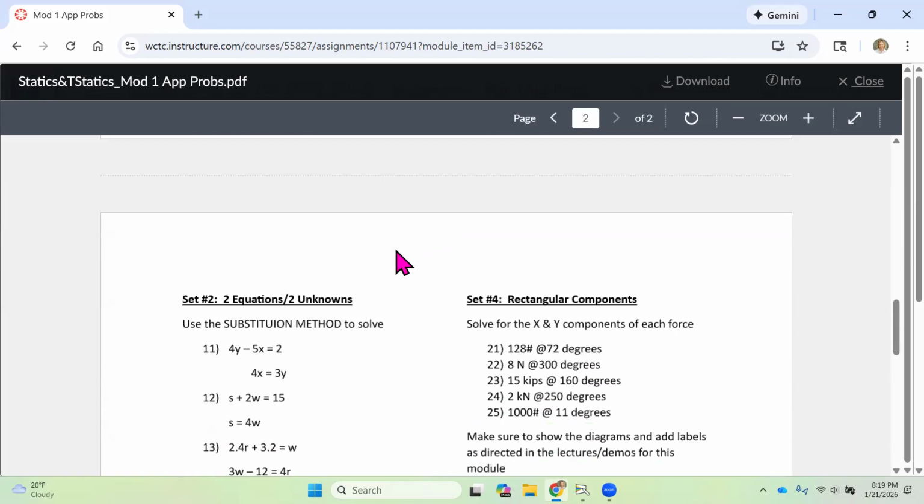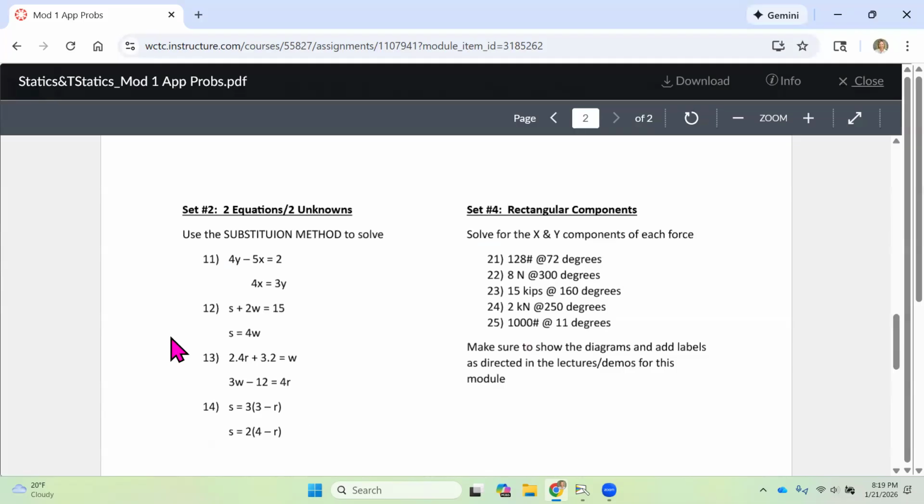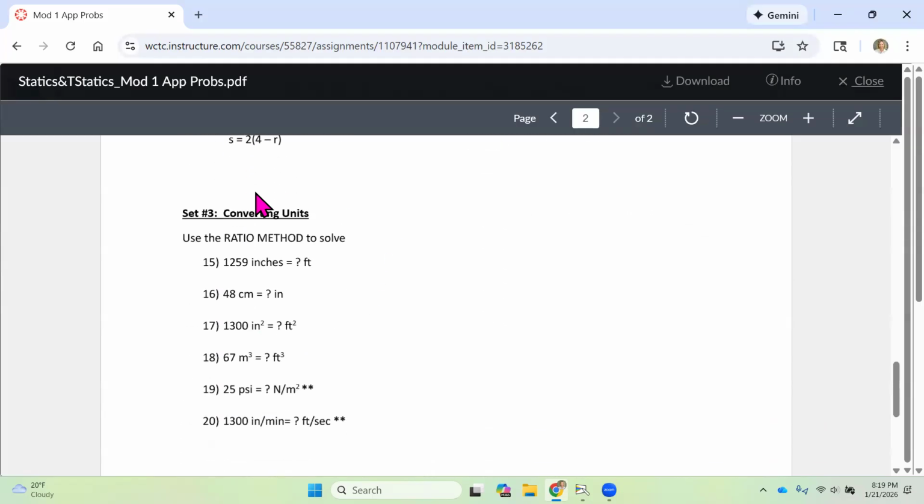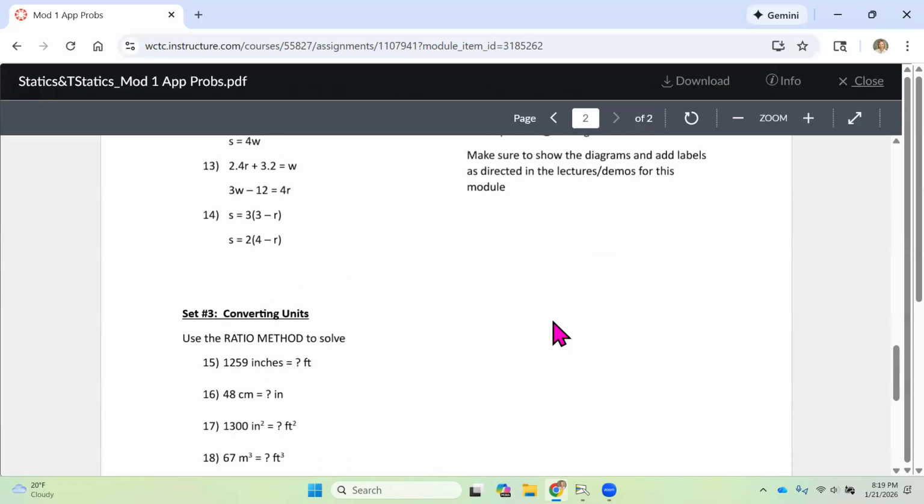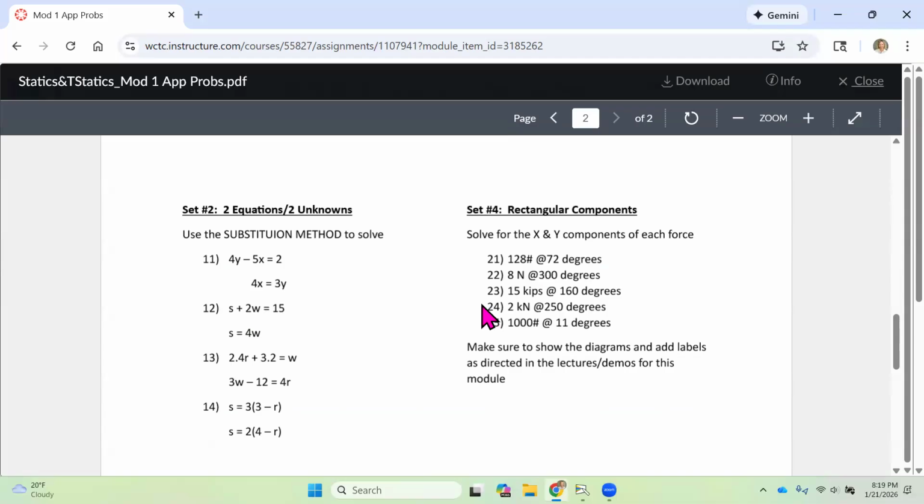Then you're going to go to the next one. You've got 4 substitution, 2 equations, 2 unknowns to do. Again, same formatting that we did in the practice problems. Set 3, you've got some converting of units using the ratio method. Yes, for every one of these problems there are 4 different ways that you can approach it, but how we did it in class, how we formatted it, and then the ratio method, you have to do it that way. And then lastly, the components of the forces that we see here, using the formatting again that we did in the last problems that we just looked at.